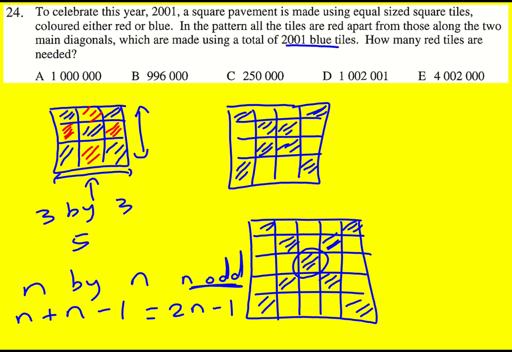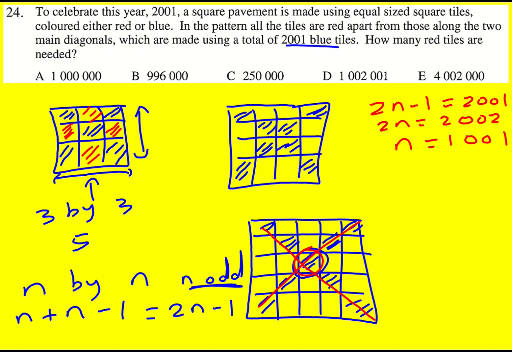Once you figure that out, you are well on your way with this question, because we can set 2n minus 1 equal to 2001, add 1 to both sides, so 2n is 2002, and therefore n is 1001. That's how we get the 2001 blue tiles. You've got 1001 along one diagonal, and you've got 1000 along the other diagonal because we've already counted the middle.